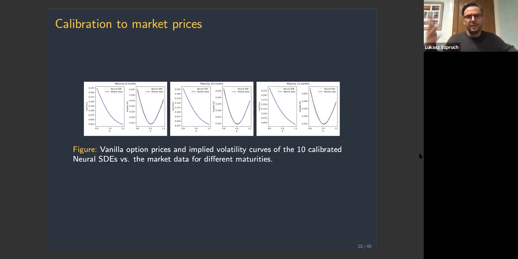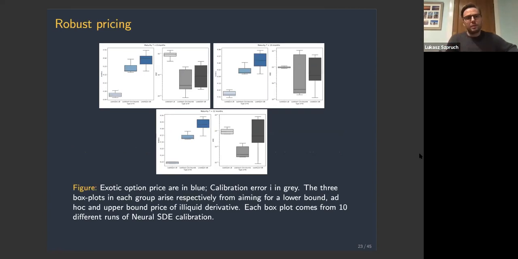We repeat that 10 times to see what variance we're getting. So that works pretty well. And then what we do in this picture is this idea of robust pricing, of computing intervals.